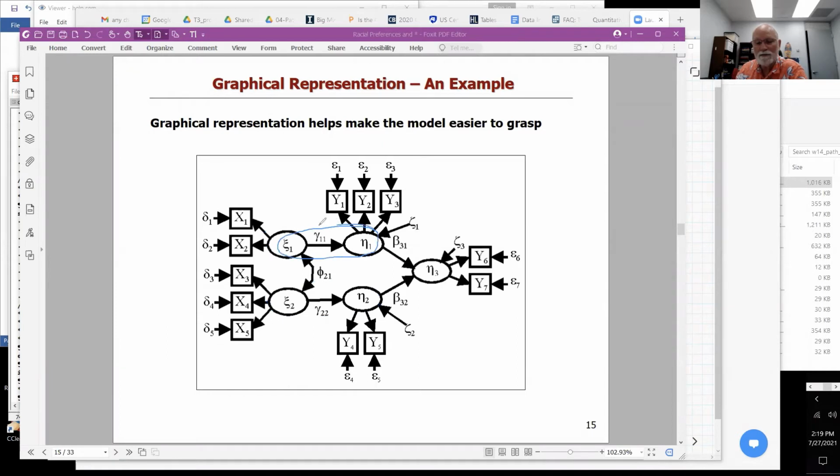Eta 1 is a dependent variable here, but it's an independent variable here. And in the notation of SEM, anything that's ever a dependent variable is called an eta. And anything that is a latent variable but only a predictor, never a dependent variable, is called a psi, KSY, whatever the pronunciation is for that Greek letter.